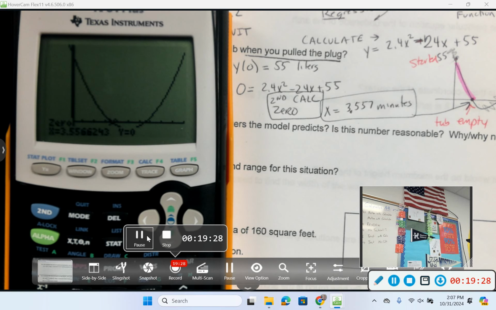What does that, there's another 0 on there. What does that other 0 mean for this problem? What are we doing? Nothing is the answer. Nothing is the answer.